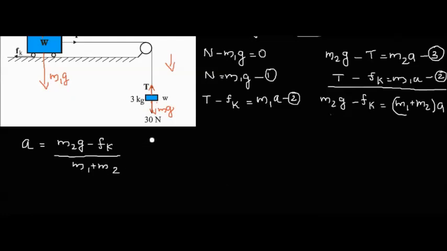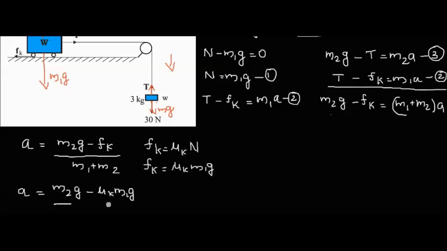And what is Fk? Fk is mu k into n. And what is n? From the free body diagram we can see that n is equal to m1g, right? So instead of Fk I can write Fk equal to mu k into m1g. Now substituting these values in the expression of acceleration, we will get a equal to m2g minus mu k into m1g divided by m1 plus m2.